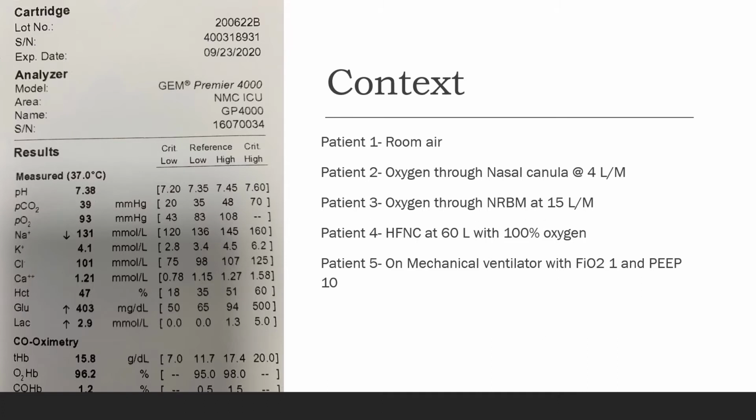Now look at the same ABG again. Here are 5 different patients, so 5 different contexts. Patient number 1 is on room air. Patient number 2 is on oxygen through nasal cannula at 4 liters per minute. Patient number 3 is on oxygen through a non-rebreathing mask at 15 liters per minute. Patient number 4 is on high flow nasal cannula at 60 liters with 100% oxygen, and patient number 5 is on a mechanical ventilator with 100% oxygen and PEEP of 10.